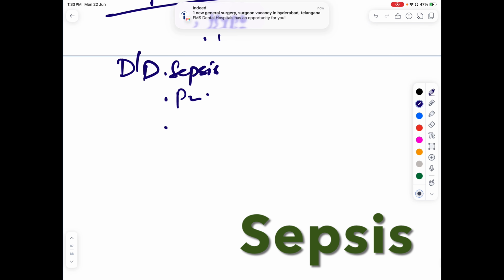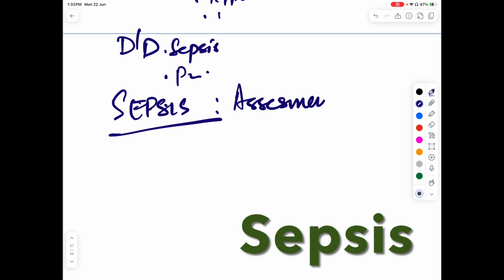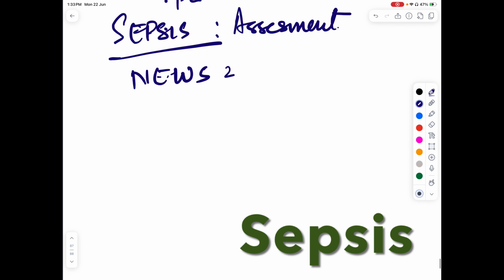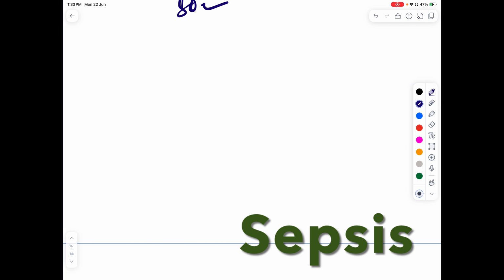How will you assess acute deterioration? How is sepsis assessment done? By NEWS, NEWS 2, National Early Warning Score, or local guidelines. You have to escalate if the score is more than 5. Parameters of the NEWS score are heart rate, respiratory rate, BP, temperature, consciousness level, and SaO2. Each is scored 0 to 3, and the final total score is aggregated.